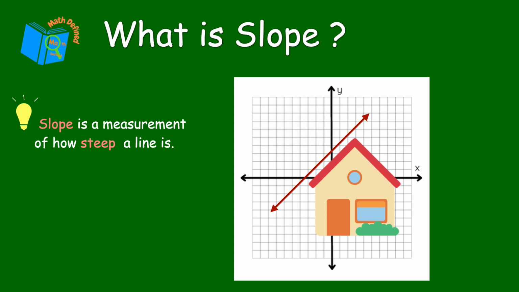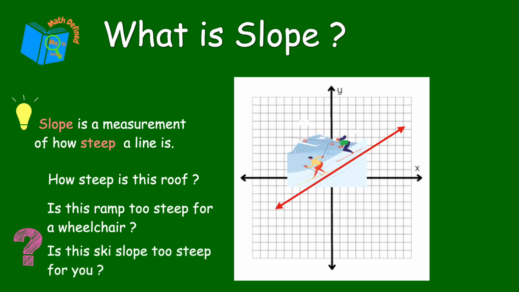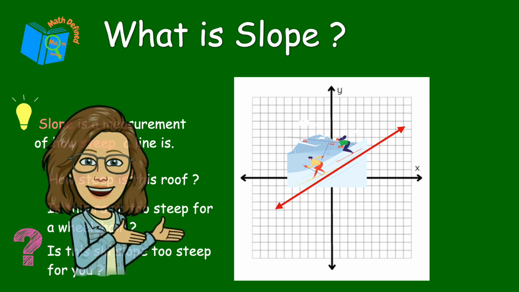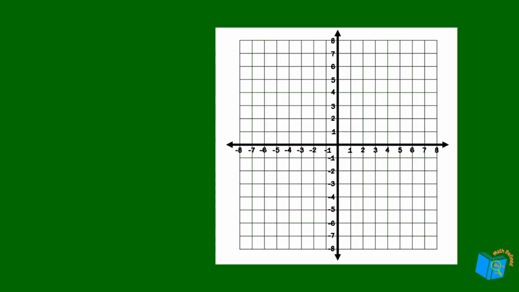For example, we might want to know how steep the roof is for this house. Or, is this ramp too steep for a wheelchair? Maybe you want to know if this ski slope is too easy or too steep for you to ski down. Understanding what slope is and how to find it is the way you can answer all of these questions. All right, grab your pencils and some graph paper and let's find some slopes.